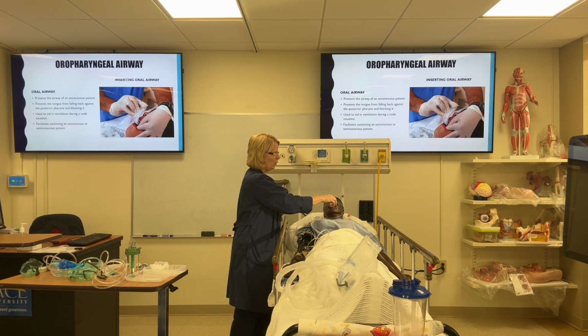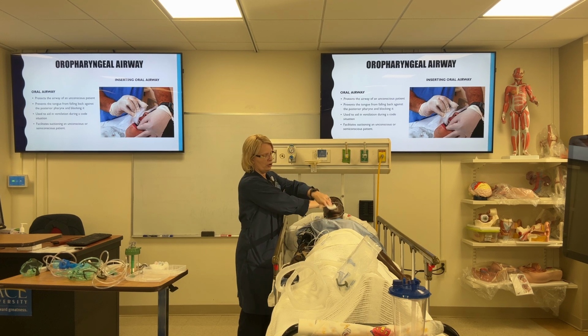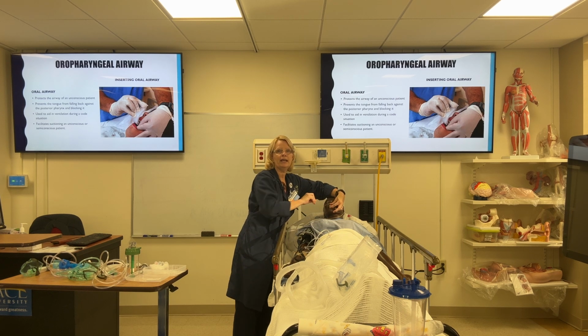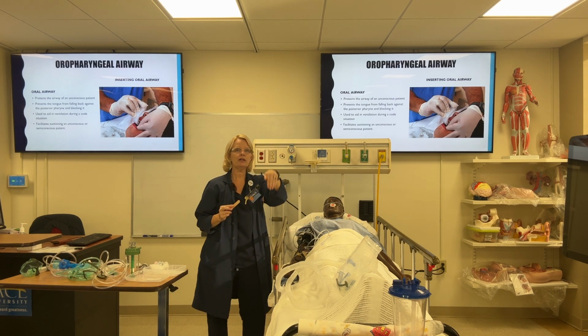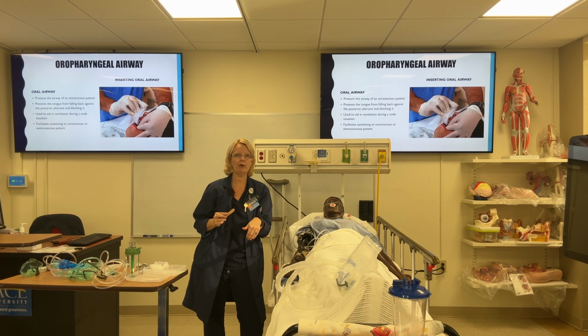So once again, when you're putting in the airway, you want to have the tongue blade holding the tongue down. You want to have the curve of the airway facing the ceiling. You're going to put that up towards the hard palate. You're going to advance it into the airway. As you advance it, you're going to rotate it 180 degrees. That's going to get it over the back of the tongue, and that's going to curve that tongue down, and it's going to open up your airway.